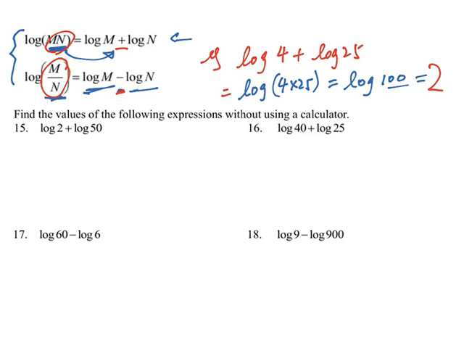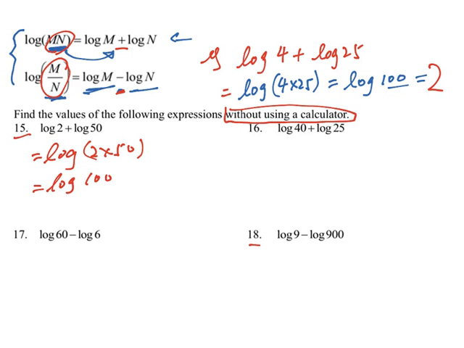Now try to use 3 minutes to do questions 15 to 18 without using a calculator. Okay, now check it. For 15, we can see a plus case, so that means we multiply. So log 100, that is 2 zeros, so the answer is 2.